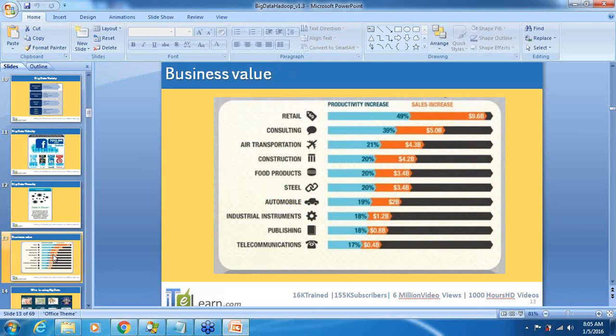Why should we process it? What kind of business value do we generally get out of it? This is an illustration of how we can improve the business value. It clearly says that by adapting towards a big data framework or big data infrastructure.